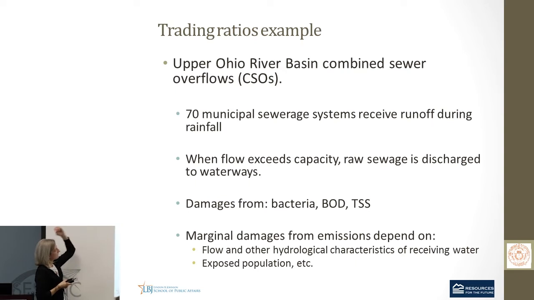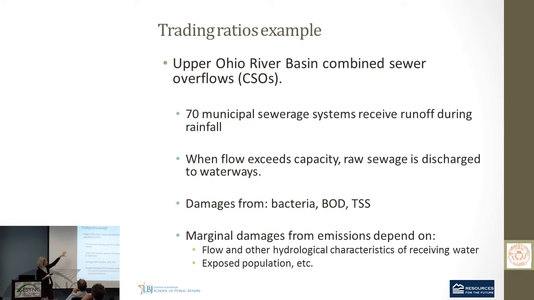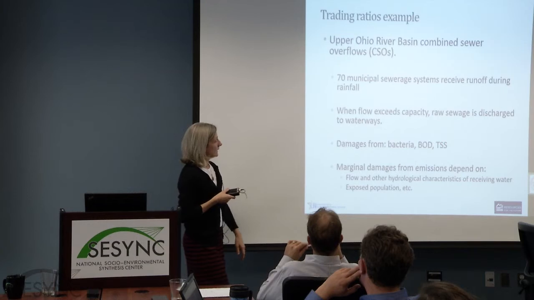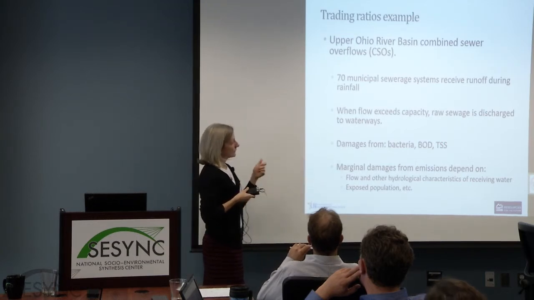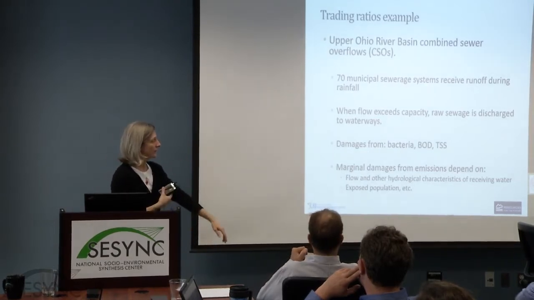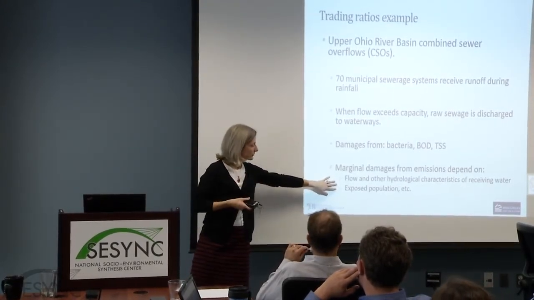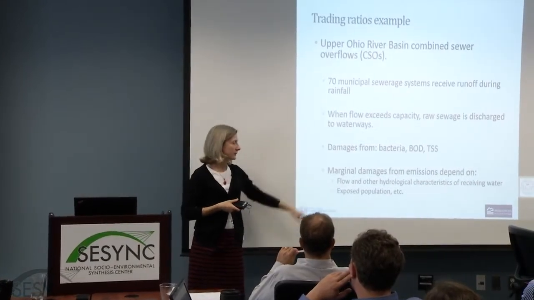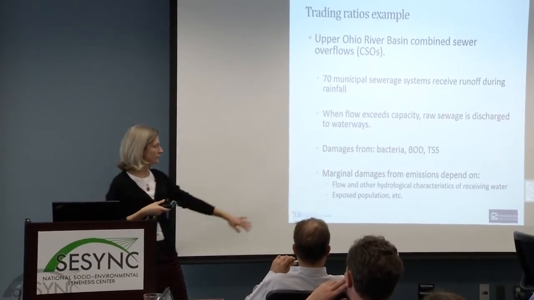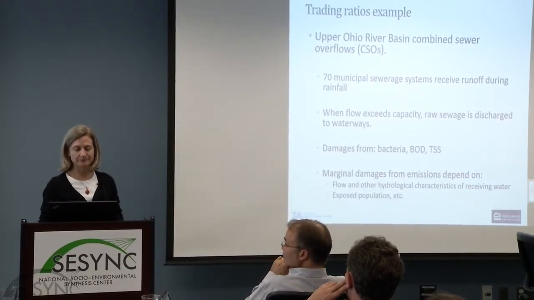So what they did is they looked at the Upper Ohio River Basin and the CSOs in the Upper Ohio River Basin. In the basin, there are 70 municipal sewage systems that receive runoff during rainfall and have these CSO permits. And the damages that they were looking at were from elevated levels of bacteria, biological oxygen demand, total suspended solids during these CSO events, into receiving water bodies. The marginal damages from these depend on, in their simplified model, right, somebody asked earlier what goes into that, again, the flow and some other hydrological characteristics of the receiving water, as well as the exposed population. Okay, so are we talking about big cities or rural areas and so on?